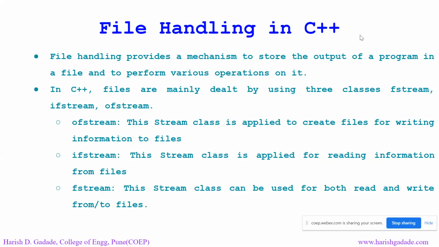So in C++, files are mainly dealt with by using three classes. So which are these classes? I already told you: ifstream, fstream, and ofstream. So these are the three classes. So what is the purpose of ofstream? The ofstream class is applied to create a file and write information to the file, right? And the ifstream class is used for reading purpose, and the fstream class is used for both reading and writing purpose, right?